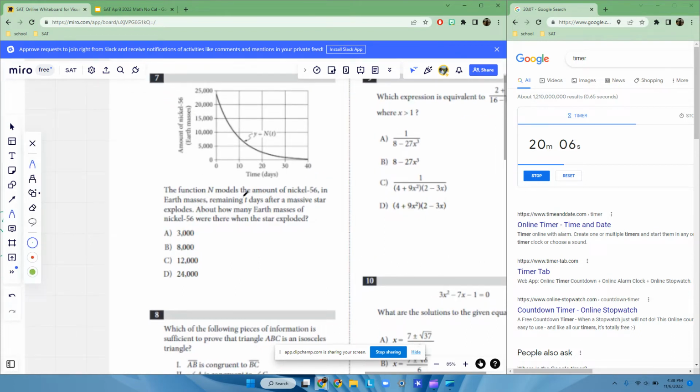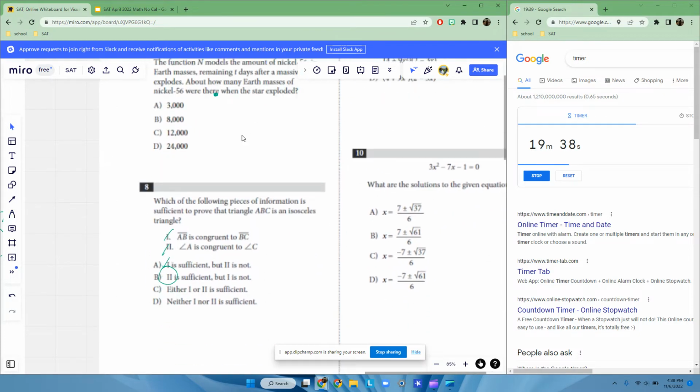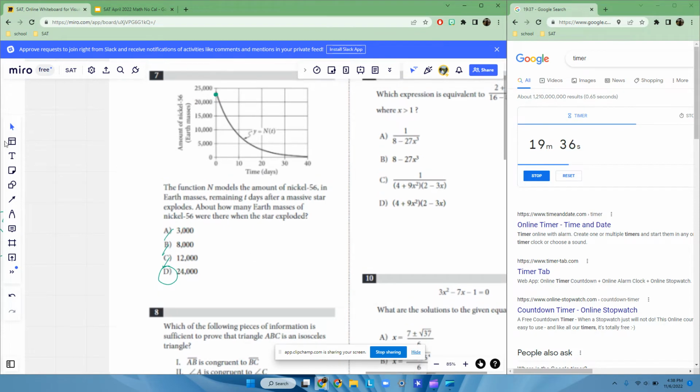Okay, so a function n models the amount of nickel 56 in Earth masses remaining t days after a massive star explodes. About how many Earth masses of nickel 56 were there when the star exploded? Alright, so we're just basically trying to find the y-intercept here. I can already tell 3,000, 8,000, and 12,000 will not be our answers because considering where this graph starts on the y-intercept, we can tell it's closest to 2,500. So our answer is D. Okay, next question.